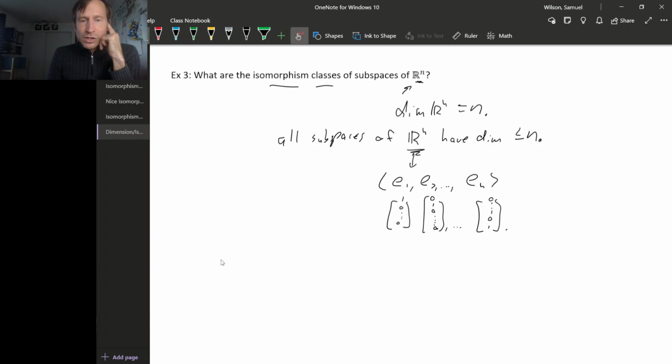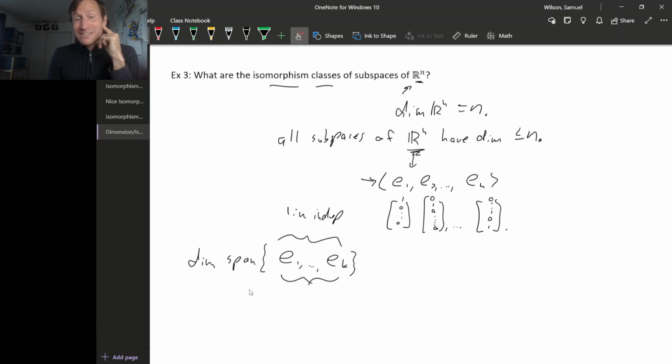And if we look at the span of just e1 up through ek, for some k, what is the dimension of this subspace? Well, this subspace is spanned by k vectors. These are clearly linearly independent because they're a subset of a linearly independent set. So e1 through ek serve as a basis for their own span, and so the dimension of this span is k. Well, by choosing different values for k, we can explicitly produce a subspace of any dimension less than or equal to n.